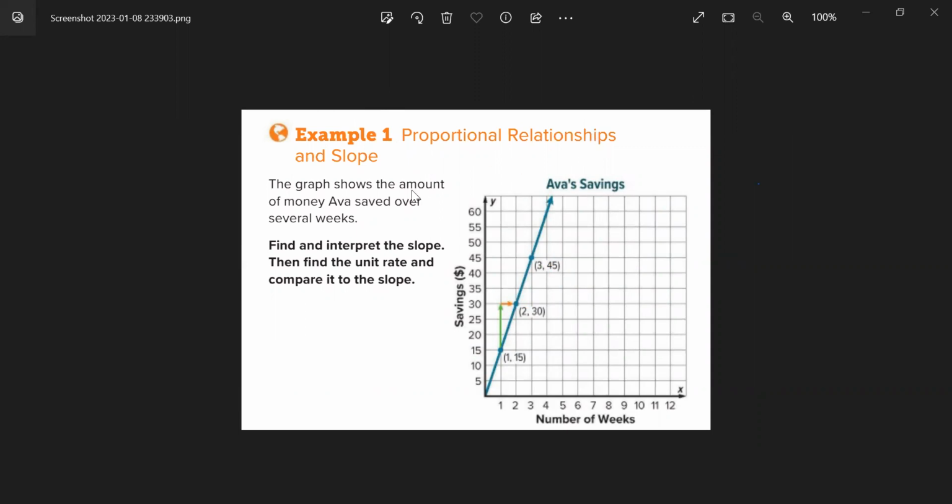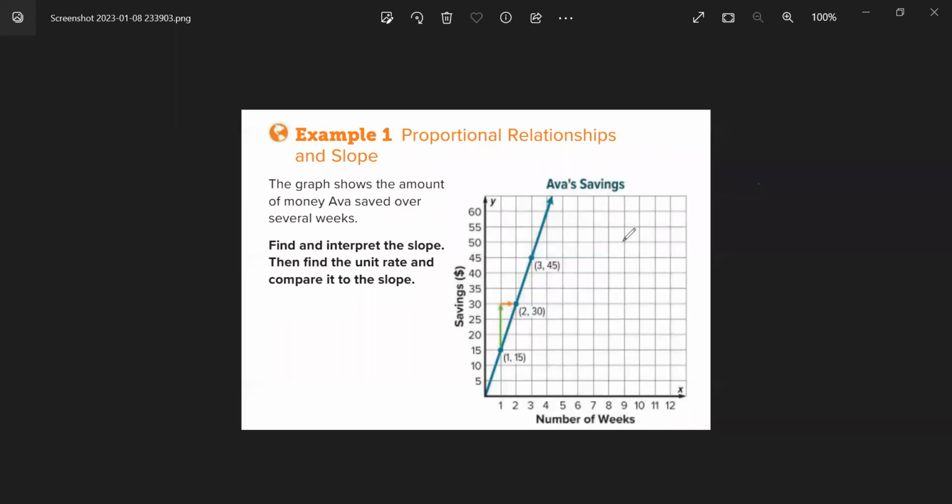Let's see example number 1. Proportional relationships and slope. The graph shows the amount of money Ava saved over several weeks. Find and interpret the slope, then find the unit rate and compare it to the slope. So the first thing we need to do is find and interpret the slope.